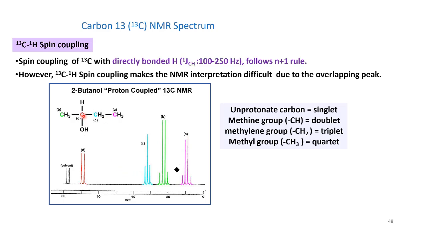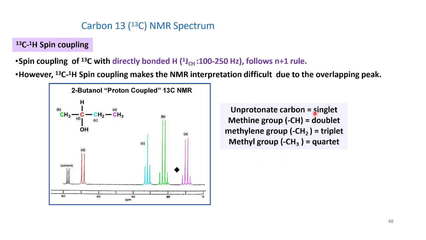And then for the D, it has only 1 proton. So according to n plus 1, we will get 1 plus 1, 2. So 2 doublet of equal intensities. And for solvent also, there is a peak. So that can be distinguished easily with the help of NMR.